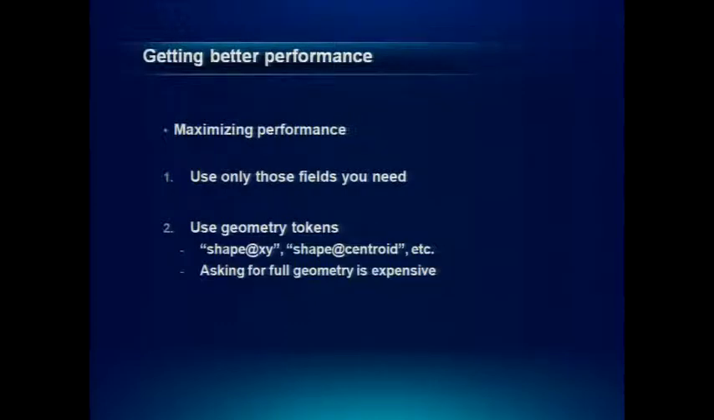Another thing we've added to this is sort of a concept of geometry tokens. So there's maybe about a dozen of these, things like shape at XY, shape at centroid. If you're using a cursor and you're asking for the full geometry, you're working through a set of polygons, asking for the full geometry is actually relatively expensive, and a time hit. But if you're only using that geometry for specific properties, you can use these tokens, and it'll significantly shorten time as well.